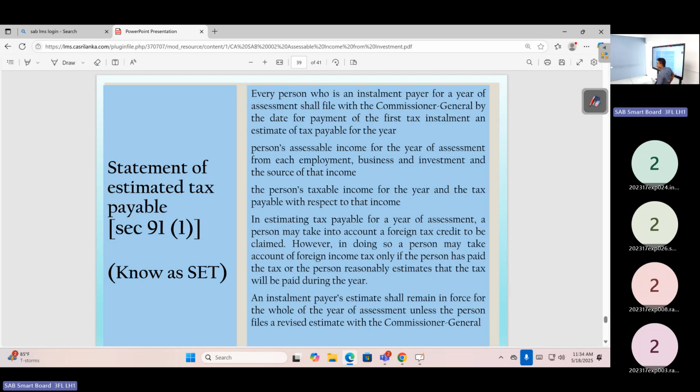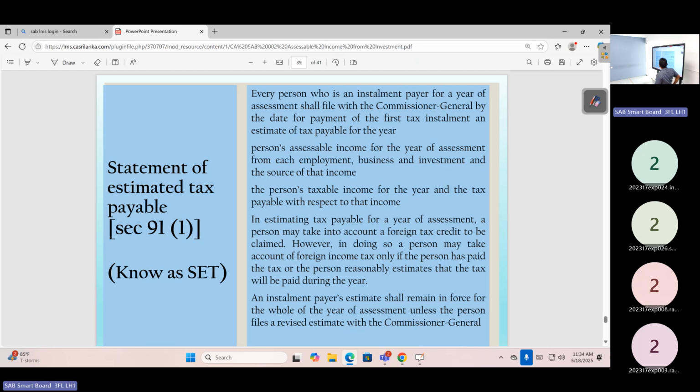So installment taxpayers shall make a submission to the filer, a statement of estimated tax payable. Right? We've got a statement of estimated tax payable. In the estimate, the person's taxable income for the year of assessment for each employment, business and investment and other sources, and the tax payable with respect to that income.